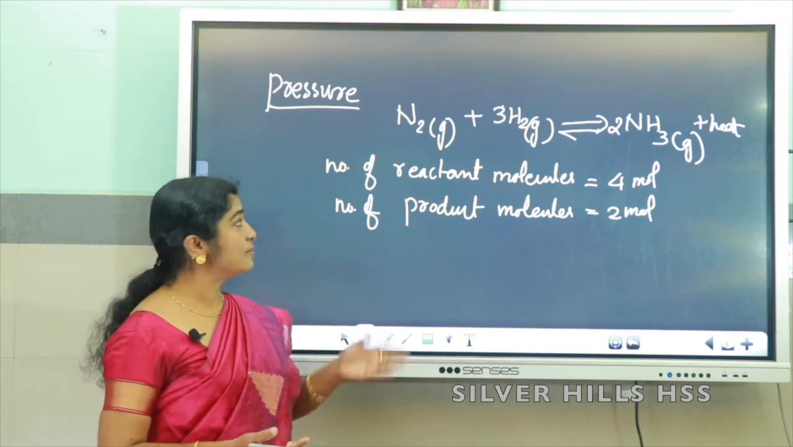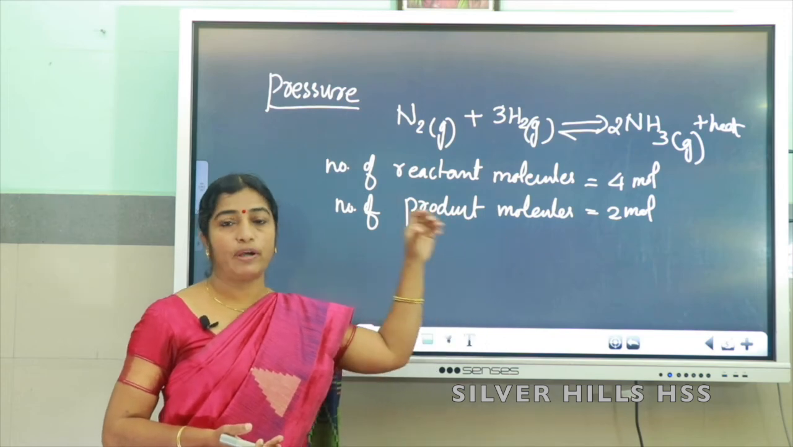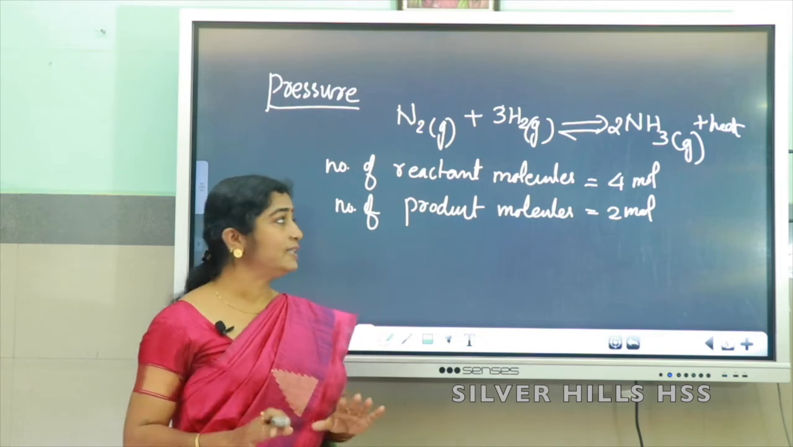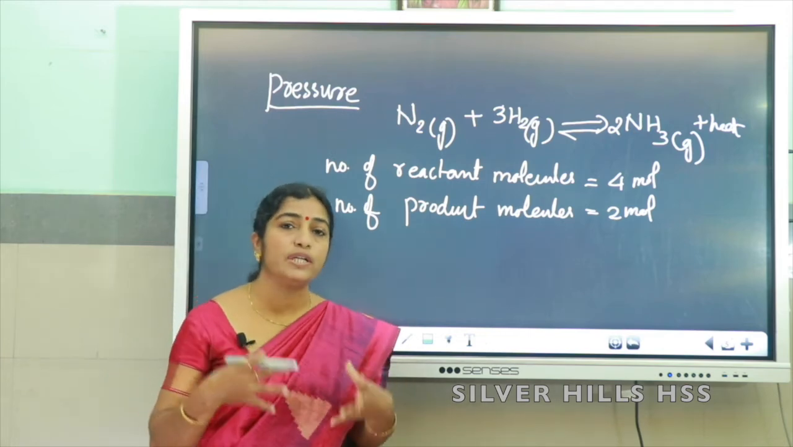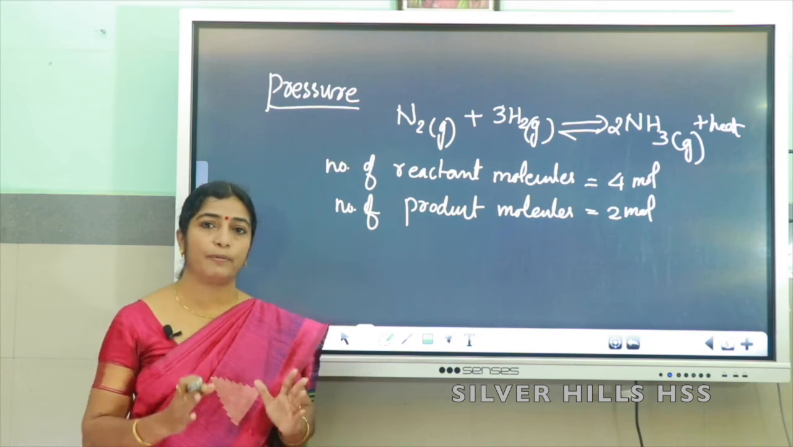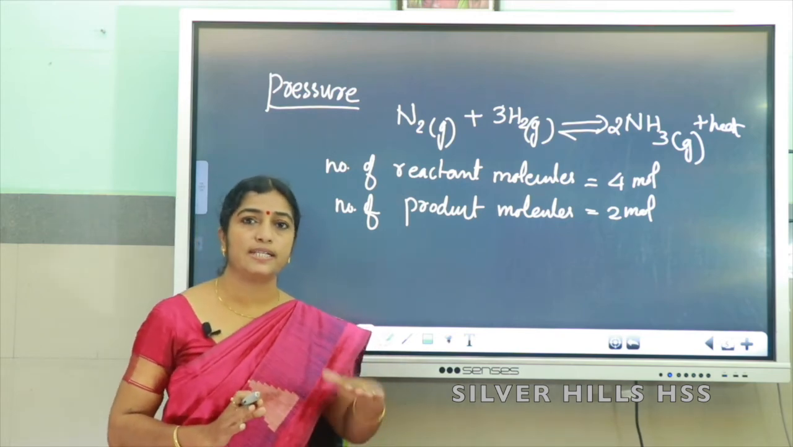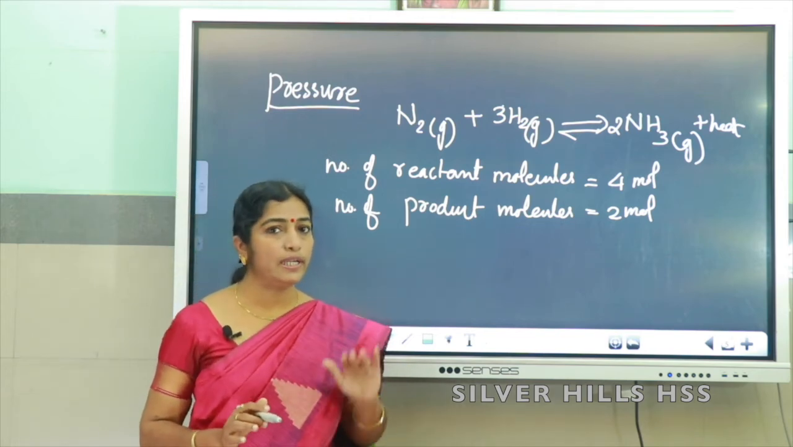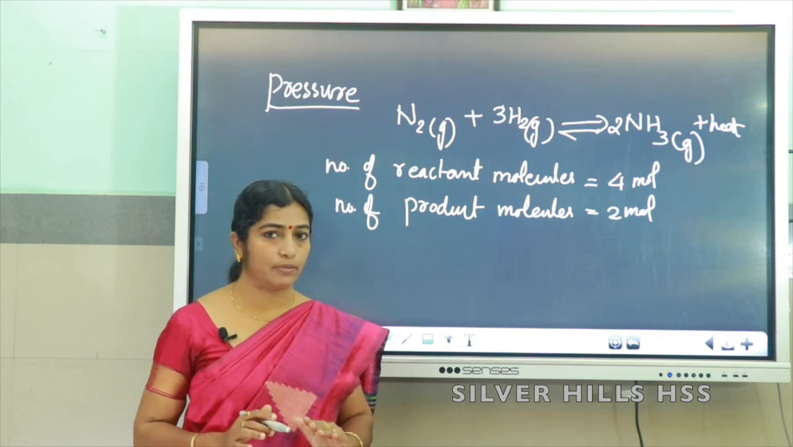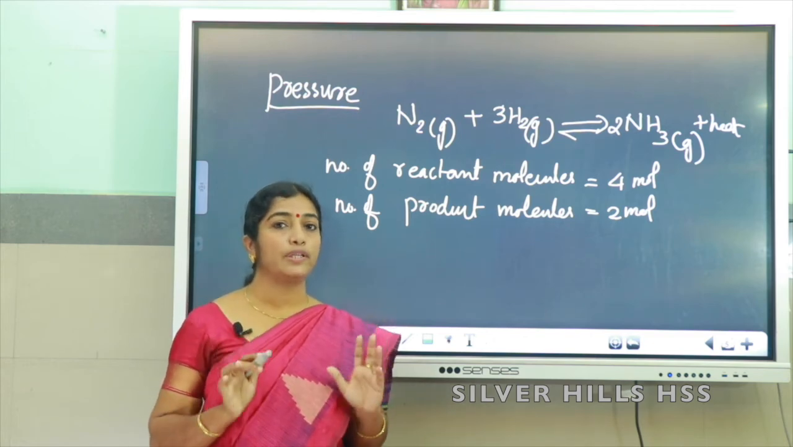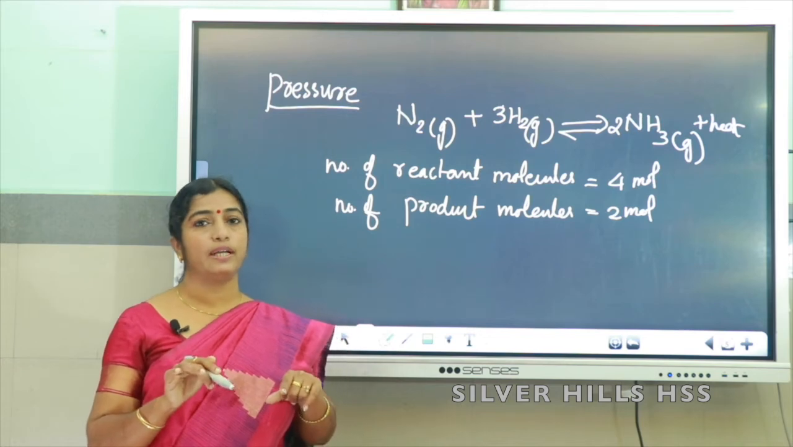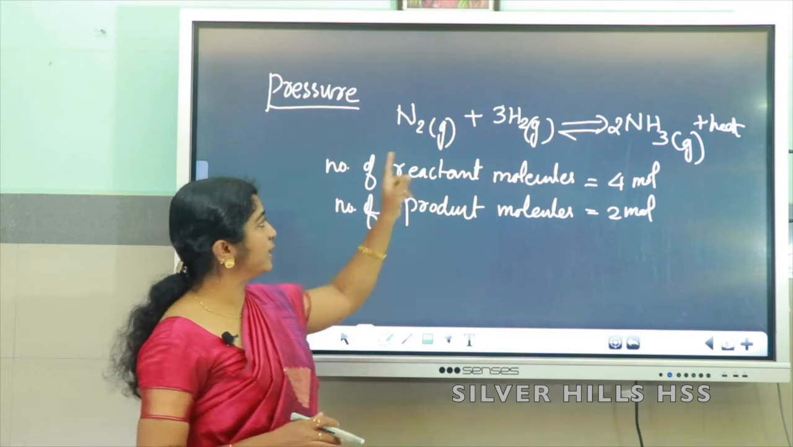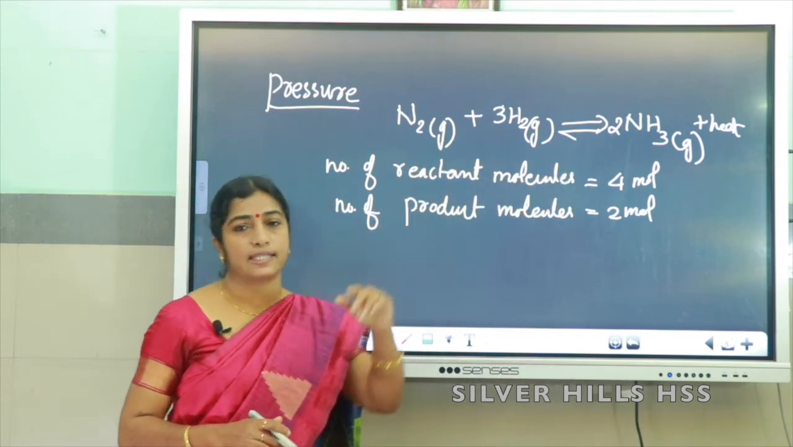The number of reactant molecules is more than products. So while applying pressure, the volume decreases and all the molecules come closer. Where the number of molecules is more, there the collision is more. So on the reactant side, the number of collisions is more, so the reaction is accelerated forward. So here on increasing pressure, the forward reaction is accelerated.